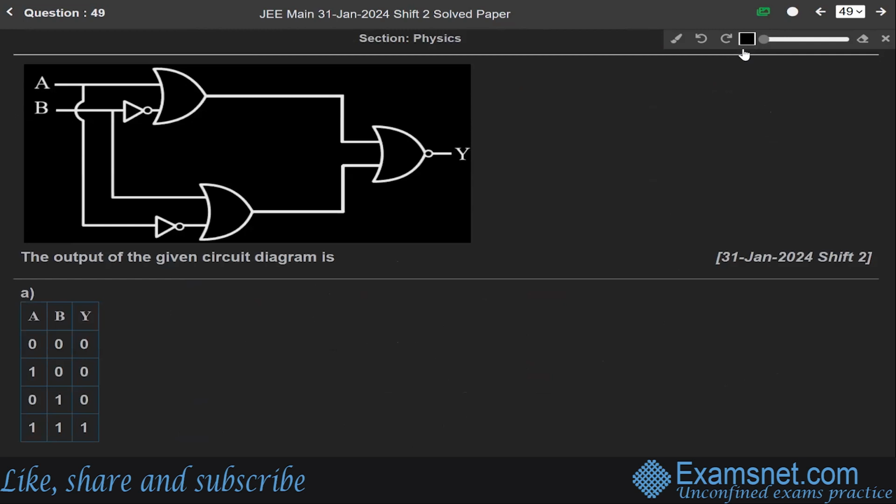Now next question 49. We are given a circuit diagram and we have to find the output Y. Okay, this question is from the chapter of electronic devices.